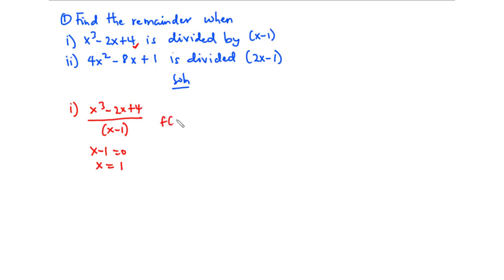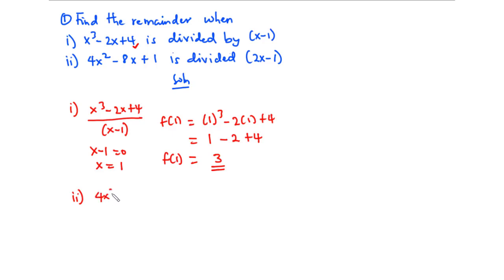So f of 1 is equal to 1 cubed minus 2 times 1 plus 4. 1 cubed is 1. Negative 2 times 1 is negative 2, plus 4. So 1 minus 2 is negative 1. Negative 1 plus 4 is 3. So it means that when you divide x cubed minus 2x plus 4 by x minus 1, you have the remainder to be 3. Now let's solve for (ii).